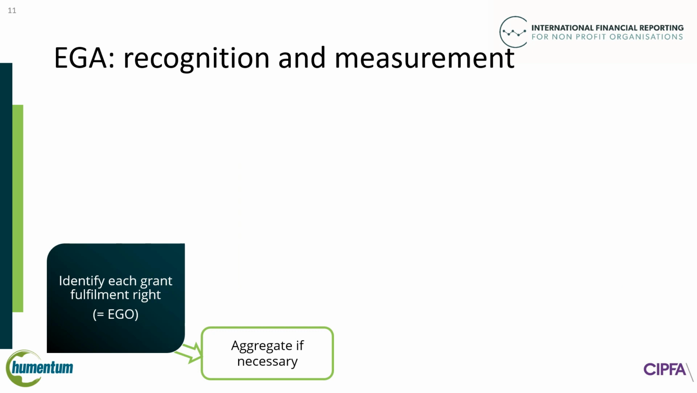Now let's turn to enforceable grant arrangements. Where there is an EGA, the grant-providing NPO will first need to identify each of its distinct grant fulfillment rights. Each grant fulfillment right will correspond to an enforceable grant obligation, an EGO, for the grant recipient.